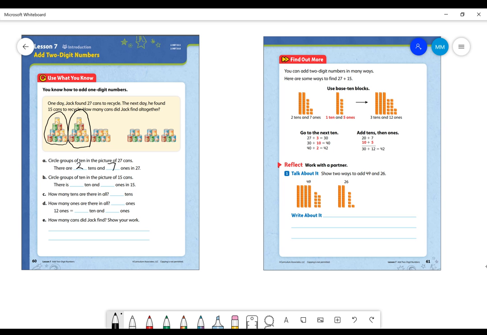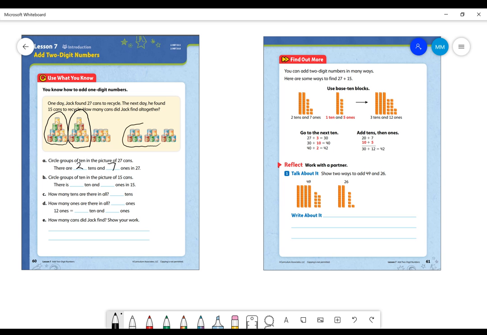All right. It says circle groups of 10 in the picture of 15 cans. All right. So I'm seeing they did it in groups of 5. But it wants us to circle groups of 10. Well, 5 is not a group of 10, so I'm going to have to figure out how many I'm going to have to circle to make one 10. So 5, 1, 2, 3, 4, 5, 6, 7, 8, 9, 10.